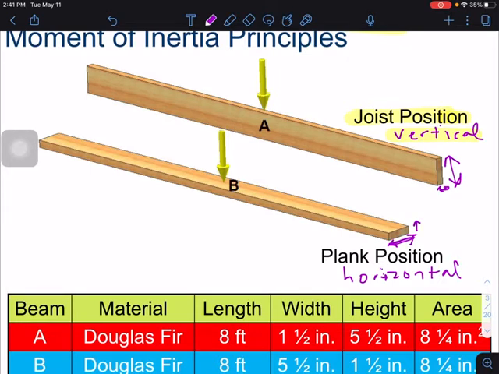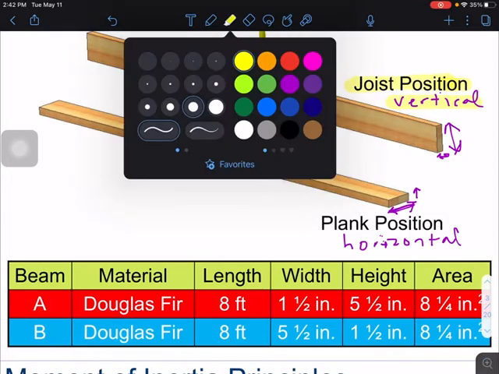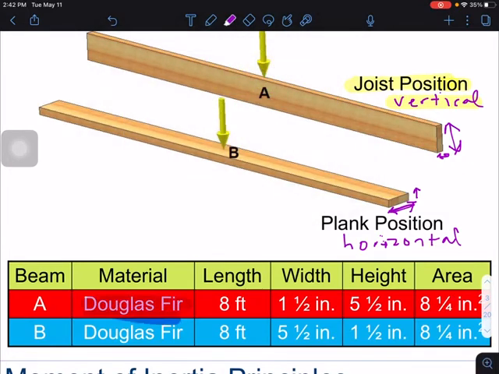Both of these materials are made up of what's called Douglas fir. So the materials are listed here, Douglas fir. The length is the same, 8 feet, but again, as you notice here for beam A, the width of the base is 1.5 and the height is 5.5. Whereas for beam B, the width is 5.5 and the height is 1.5, so they switch places.